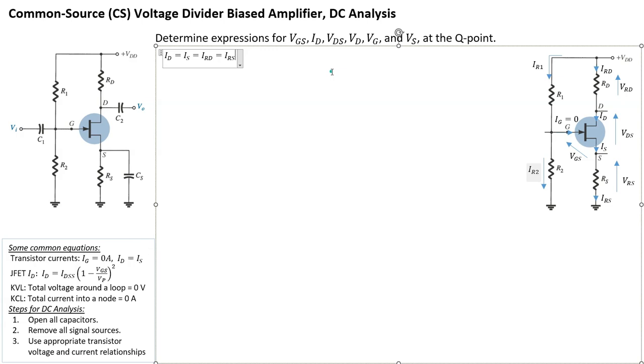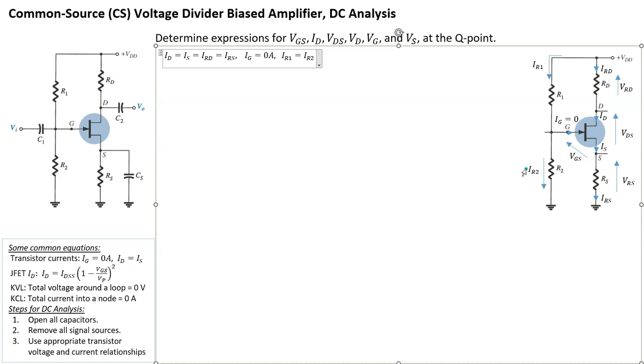Okay, so let's work out IR1. Well, let's have a look at IG first. IG is obviously 0, so I'm just going to repeat that here. IG is equal to 0 amps. Now let's have a look at IR1. If IG is equal to 0, IR1 is going to be equal to IR2. Whatever current comes down this branch is also going to go through R2. So we can write IR1 is equal to IR2. I think that's all the currents we have here.